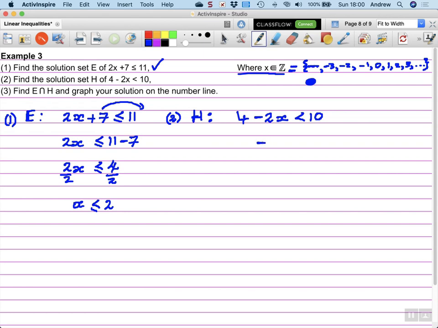Now the minus 2x is staying and the 4 is going over to the other side, so it becomes a -4, and then the 10 is staying, so it's +10. So we end up with -2x is less than -4 plus 10, 6. Now once again we have a minus sign at the front. We need to be very wary of this.